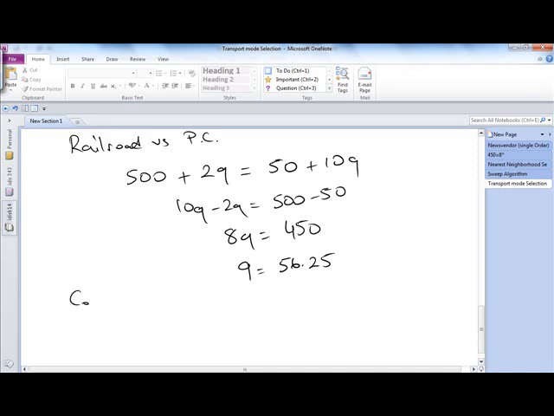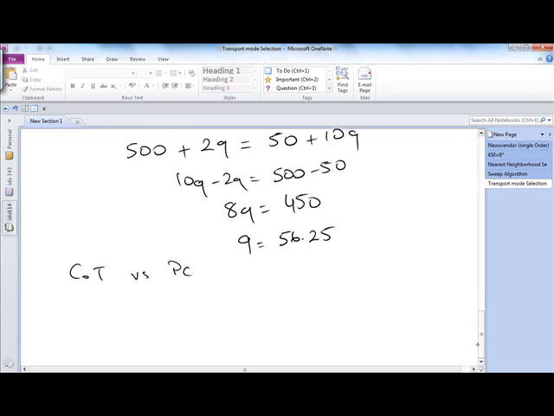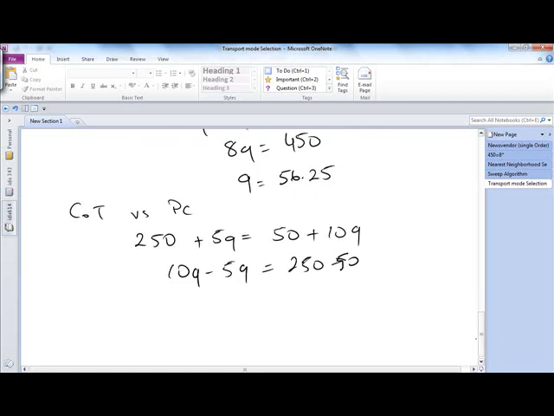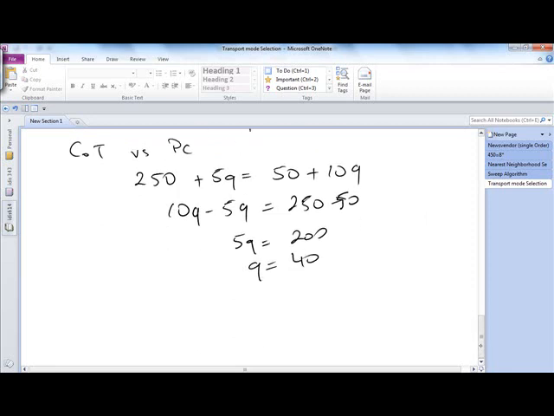The final one is company-owned truck versus private carrier. In this case, 250 plus 5Q is equal to 50 plus 10Q. So 10Q minus 5Q equals 250 minus 50, and 5Q is equal to 200. Q is equal to 40. Now I can actually draw the numbers.